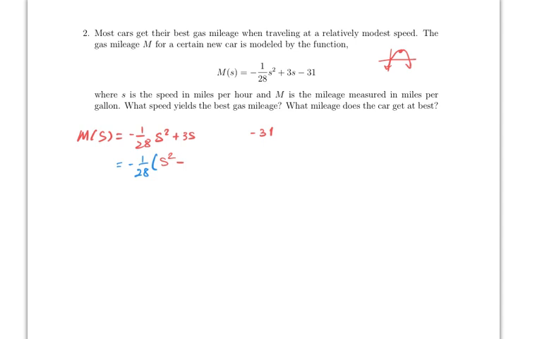And then this has to be 84s. How do I get 84? Notice that 84 divided by 28 gives you exactly 3. So that's how you check. Or you can do it right here, 1 over 28 times 84. You can check that this is 3. And then move over the 31.